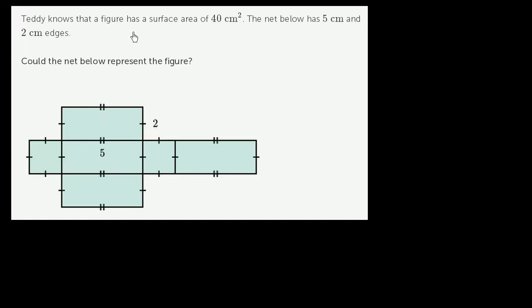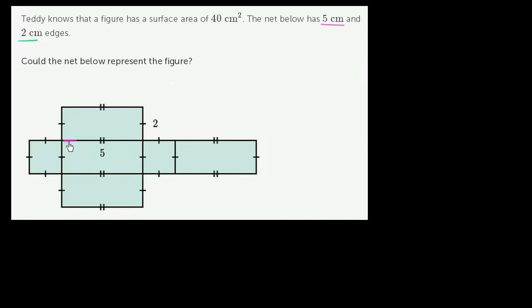Teddy knows that a figure has a surface area of 40 square centimeters. The net below has 5 centimeter and 2 centimeter edges. Could the net below represent the figure? So let's just make sure we understand what this here represents. It tells us that it has 5 centimeter edges.